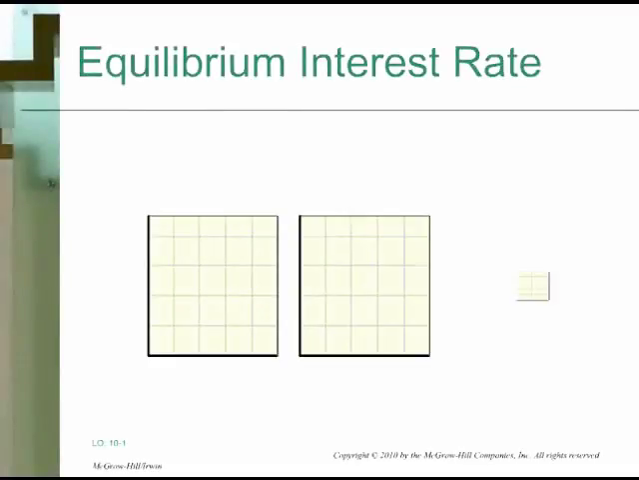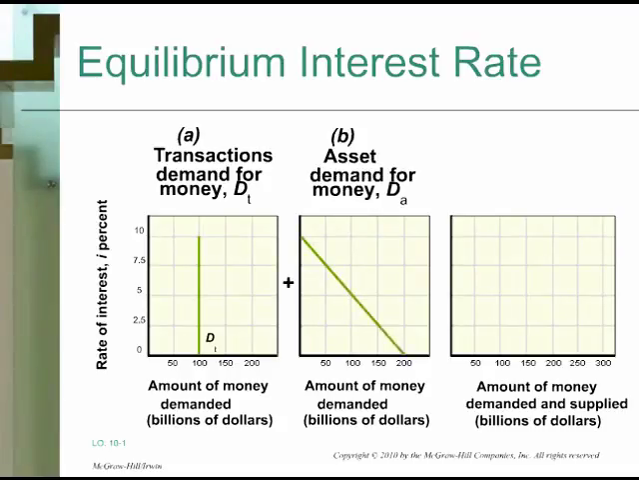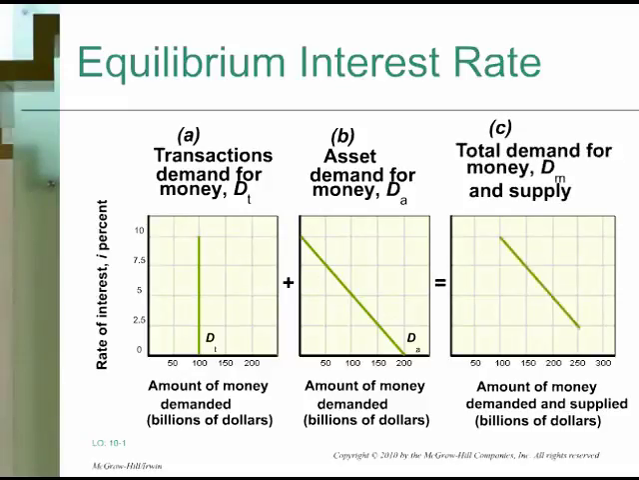The total demand for money, DM, is determined by horizontally adding the asset demand for money, DA, to the transactions demand, DT. The transactions demand is vertical because it is assumed to depend solely on nominal GDP rather than on the interest rate. The asset demand varies inversely with the interest rate because of the opportunity cost involved in holding currency and checkable deposits that pay no interest or very low interest.